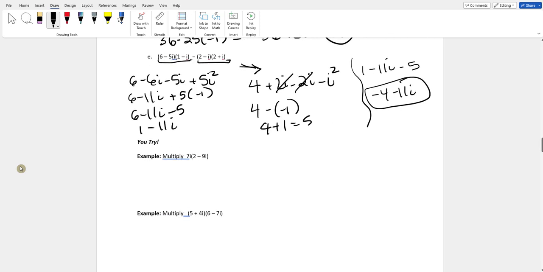I have you try problems here. I'll go ahead and let you work those out. I'll put the answers up here, 63 plus 14i. And this next one is 58 minus 11i.